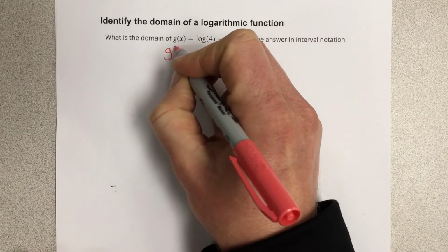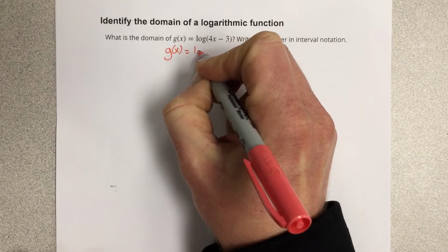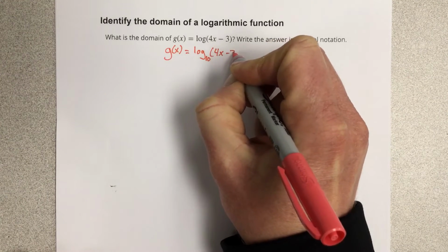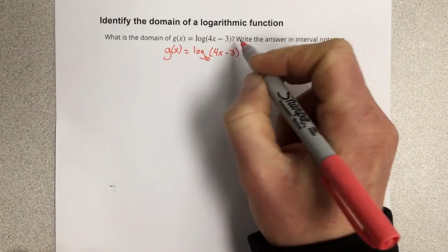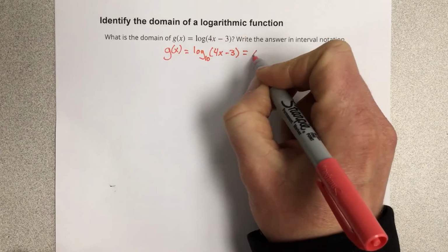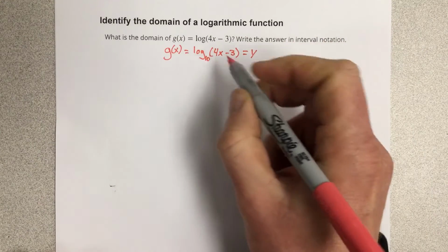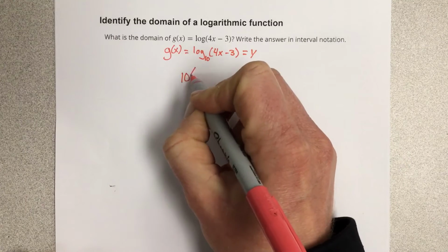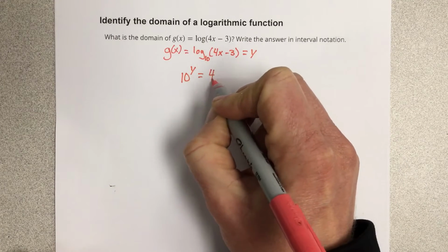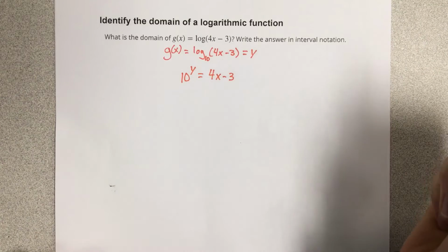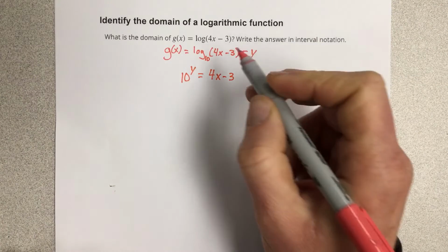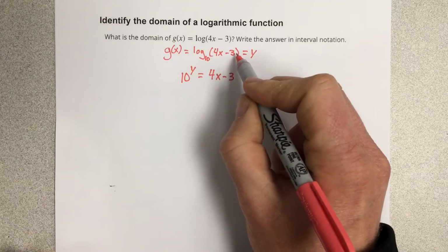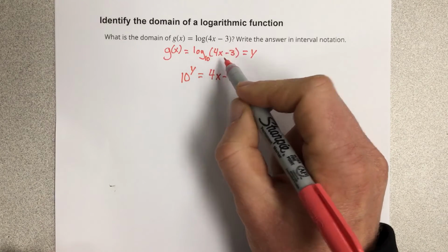If I wrote this as g of x equals log base 10 of 4x minus 3, and I'm just going to say that g of x is really just y for the sake of doing this, so that I can rewrite this as an exponential, that'd be 10 to the y equals 4x minus 3. So what we're really trying to figure out is, can this value in here be any real number?